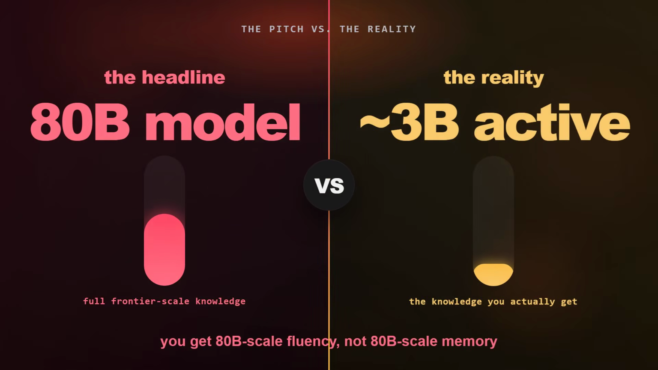The pitch versus the reality. An 80 billion parameter model on your phone sounds like frontier scale knowledge. What you actually get is 80 billion scale fluency, riding on roughly 3 billion parameters of real memory.